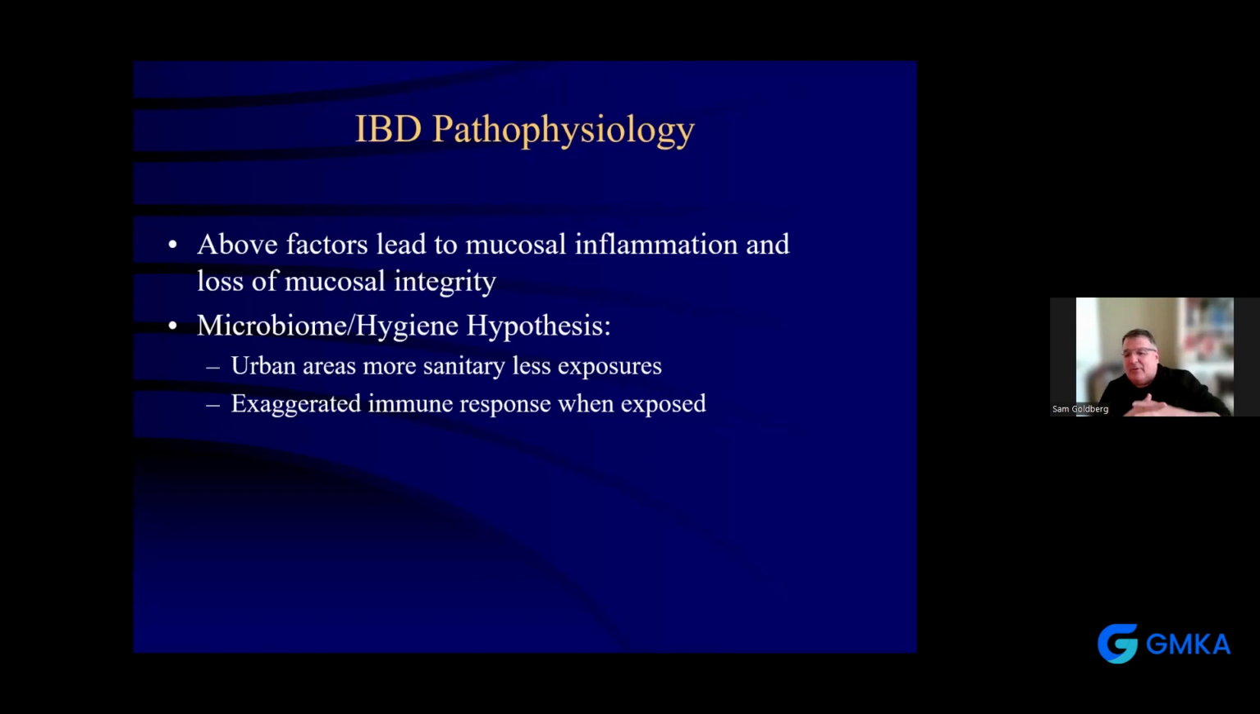This is called the microbiome or hygiene hypothesis for the development of Crohn's and colitis. Urban areas are more sanitary, so there are less exposures. Then you get an exaggerated immune response when you are eventually exposed. So this is very similar to ischemia.